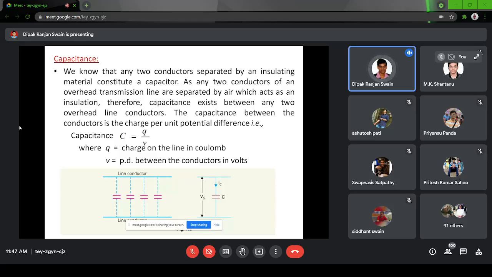Any two conductors of an overhead transmission line are separated by air, which acts as an insulation, and therefore capacitance exists between the two overhead conductors. The capacitance between the conductors is calculated like this: it is charge per unit potential difference. So when you do the calculation, again you will go to that. This is how the circuit is shown when you consider the capacitor.